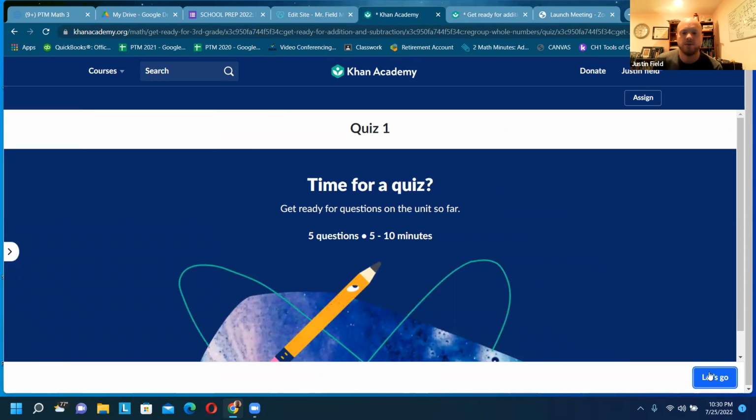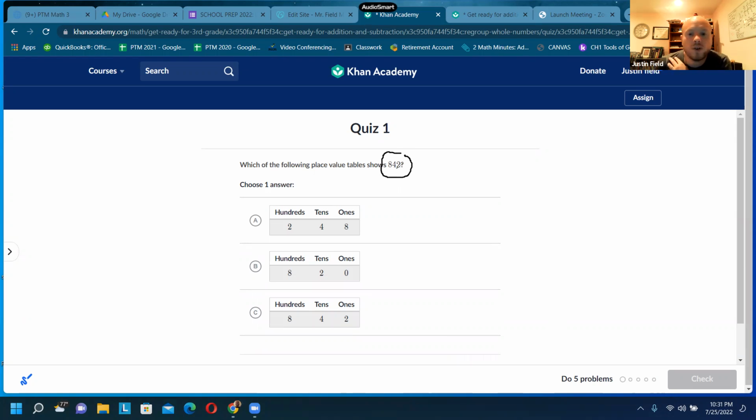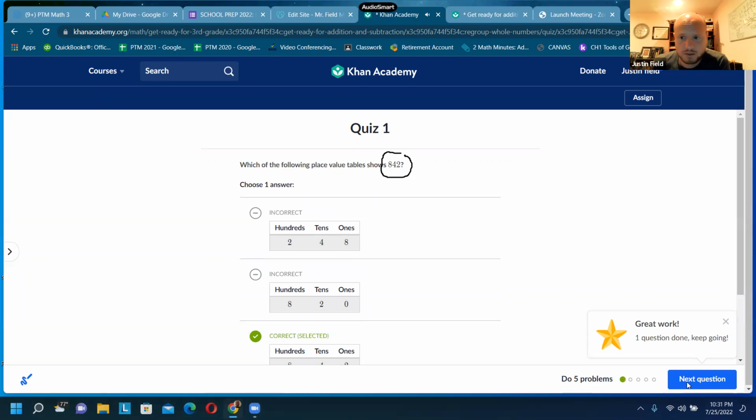So let's get started. Please write down everything that I write down and the problem. All right, these are your notes. Taking notes is important. Let's read this. Which of the following place value tables shows 842? So make sure going into 3rd grade, you know your place value. And okay, so 842. So that would be 8 hundreds, 4 tens and 2 ones. So that would have to be that one. Any questions? Let's move on.